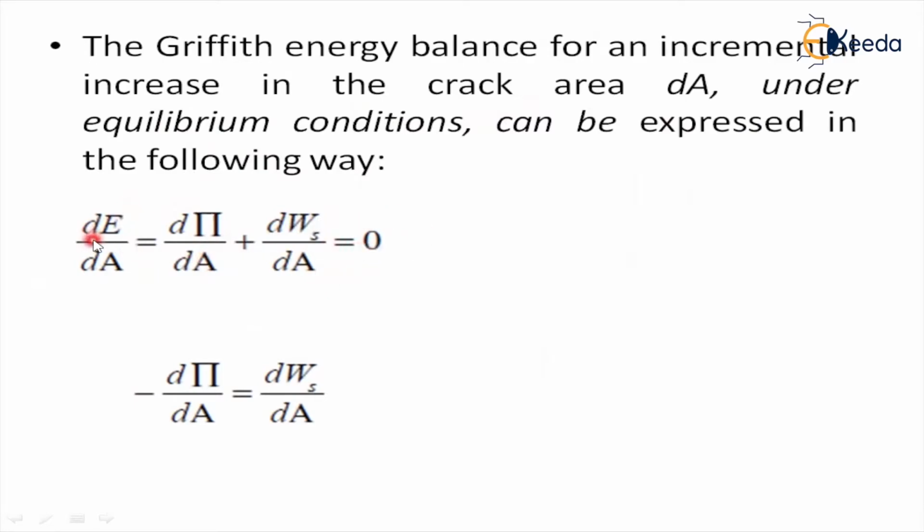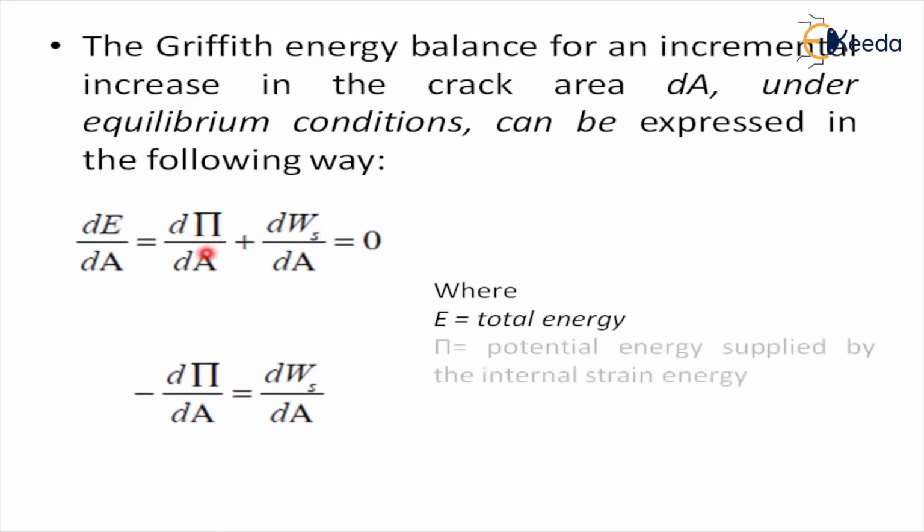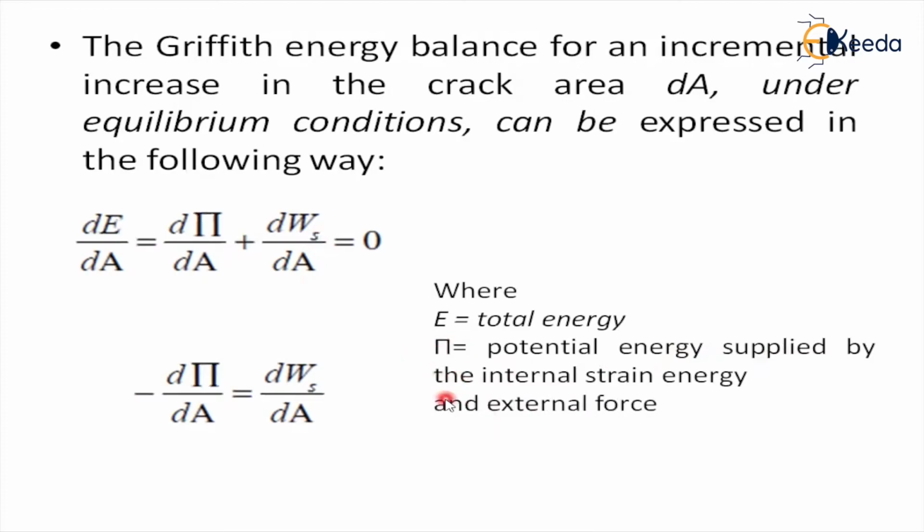Here, what do we mean by E, pi and Ws? E means total energy. Pi means potential energy supplied by the internal strain energy and external force. And Ws means work required to create new surfaces. Finally, it is denoted as minus d pi by dA equals dWs by dA. This is given by Griffith, and this criterion was modified by Irwin, who gave his own formula, and that theory is called the modified Griffith theory.